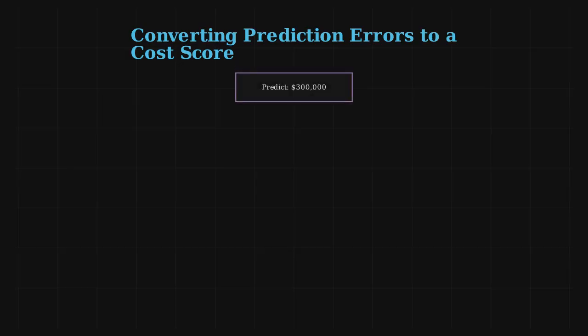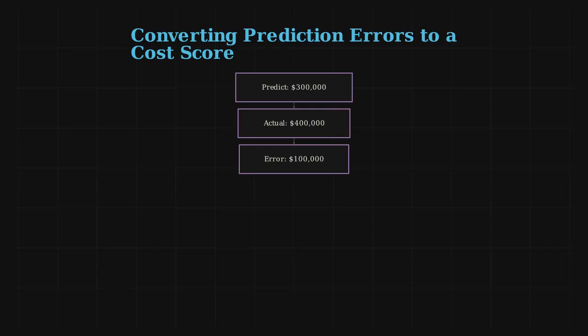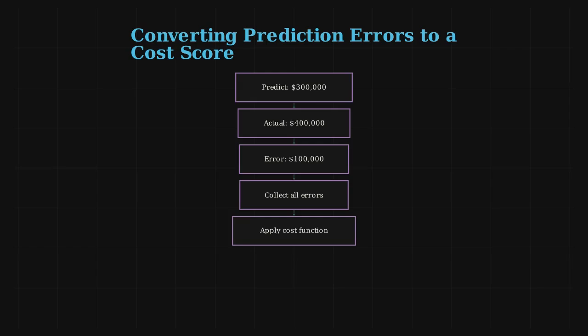Consider a house price model. It predicts $300,000 but the actual price is $400,000, a $100,000 error. For another house, it predicts $250,000 but the actual is $280,000, a $30,000 error. Without aggregating these errors into one single penalty number, how can the model know it's wrong? Cost functions solve this by summing and averaging errors into one score.